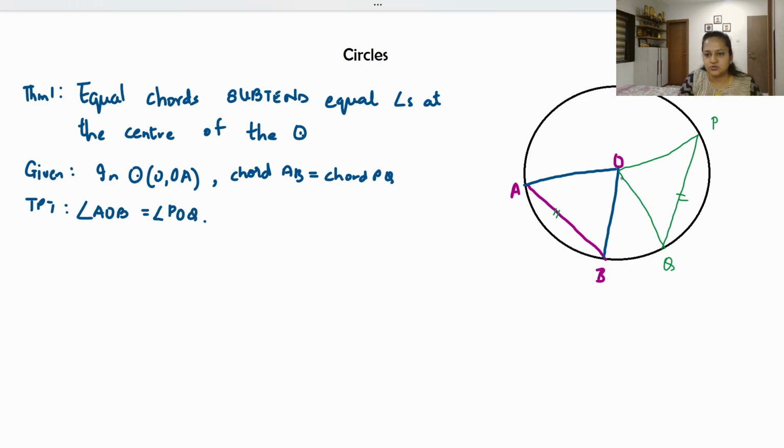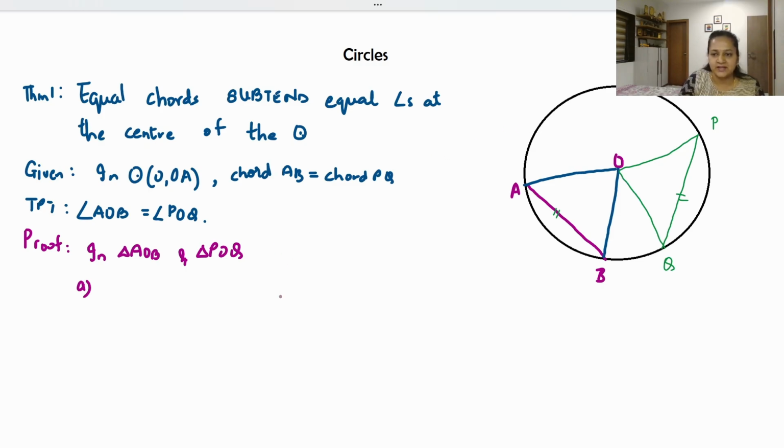To prove that these two angles are equal, we are going to consider the triangles. Now, the two angles are part of which triangles? Angle AOB is part of which triangle? In triangle AOB. And angle POQ is part of triangle POQ. If we manage to prove that these two triangles are congruent, then these two angles which are part of the congruent triangles will also be equal.